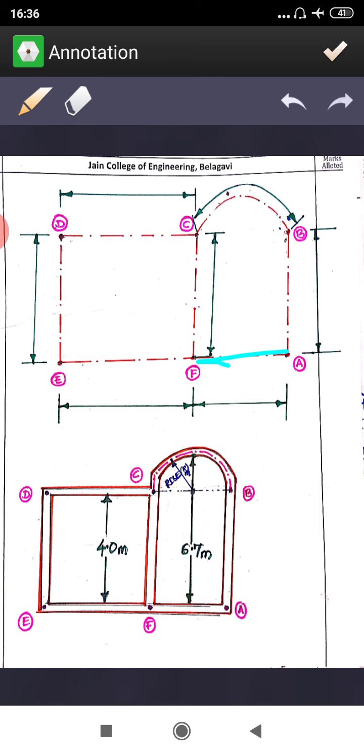Now to get this, you can easily get the lengths of AB, CF, DE, CD, EF or FA. Only thing is that you should get the length of BC, that is the semicircular portion. For that, how to get the length of BC for a semicircular portion? We know that that is pi into mean radius. I'll show you in that calculation.